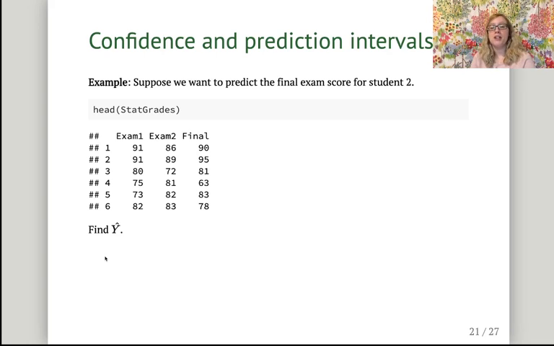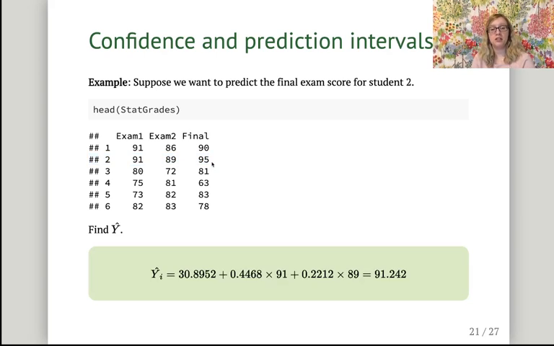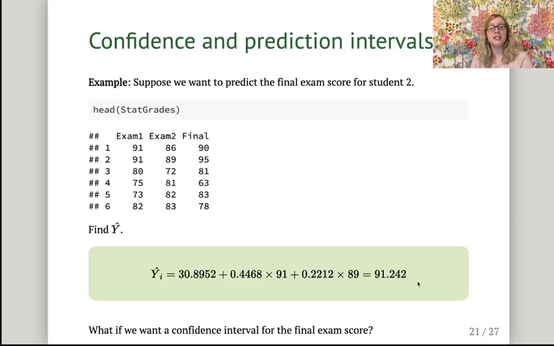So let's say we want to predict the final exam score for student 2. In order to find this prediction, we could certainly plug the numbers directly into the multiple linear regression model. So if we do that, we get a prediction of 91.24. There's actually a second way that we can do this.